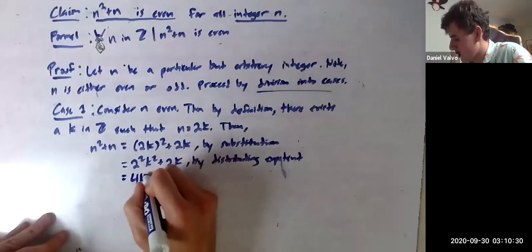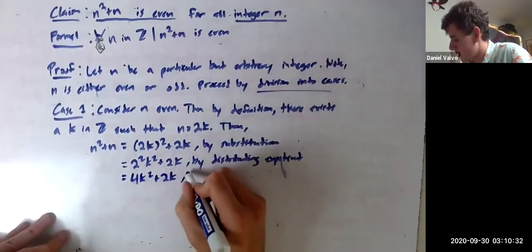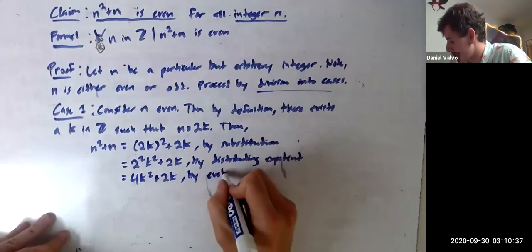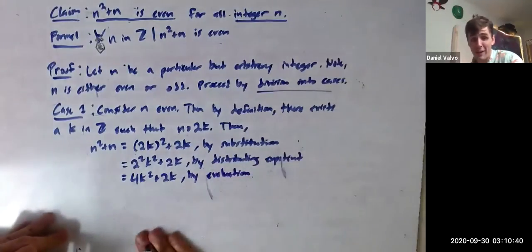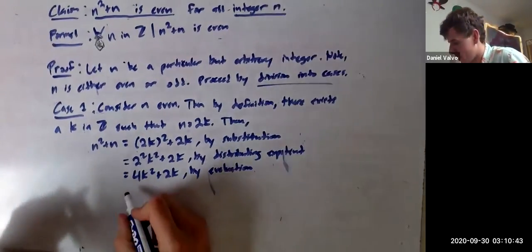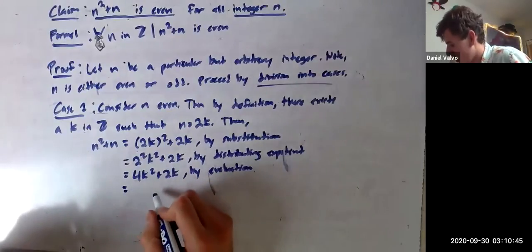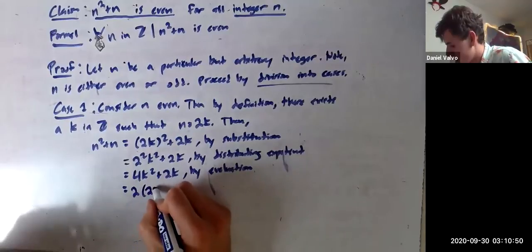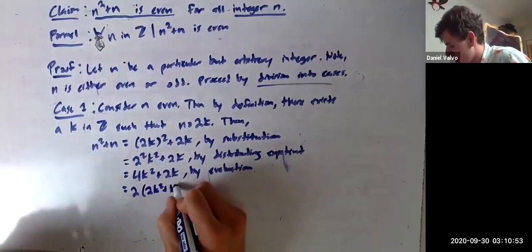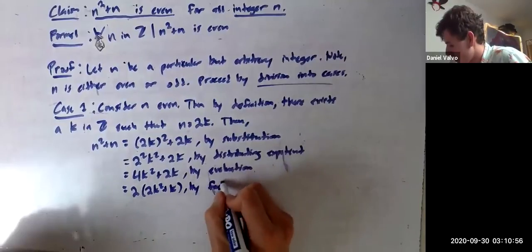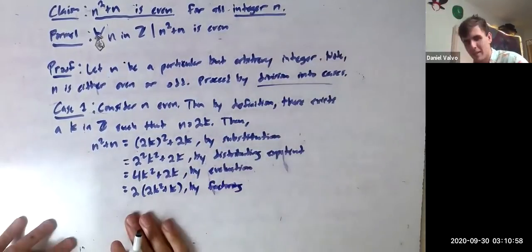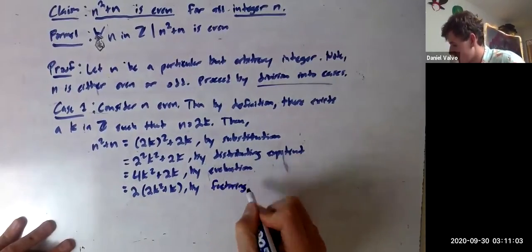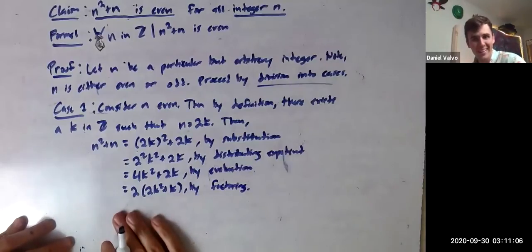Then this equals 4k squared plus 2k by evaluation. We're really writing every step. You're just evaluating 2 squared to get that 4. And this is going to equal 2 times (2k squared plus k) by factoring. Right?